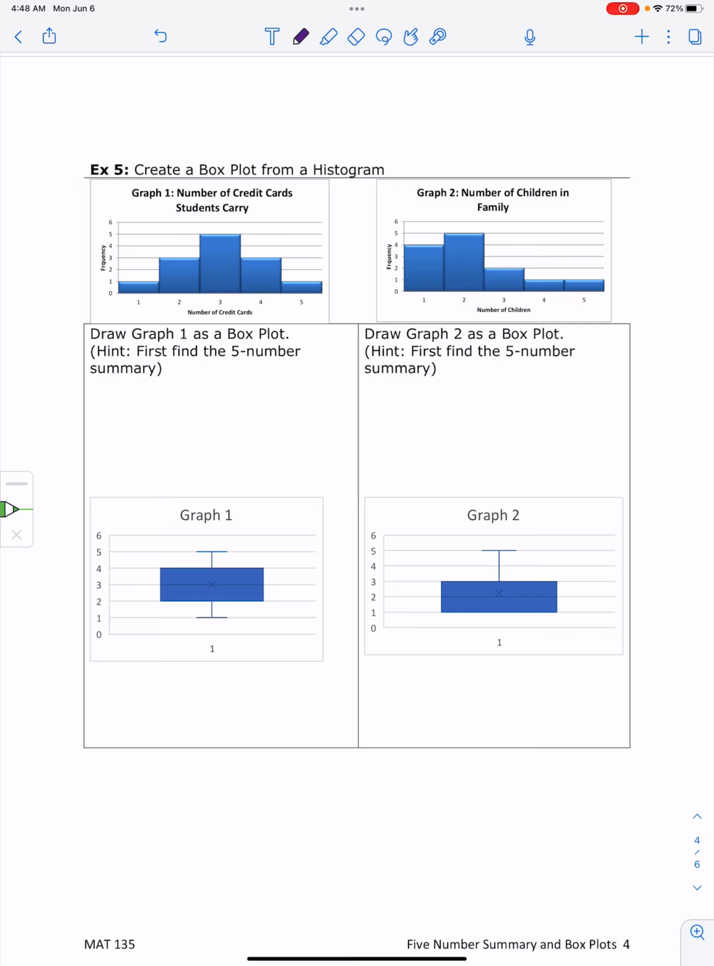Mod 4 Part 4 notes. These are pages 4 and 5. We've got 4 different examples. I am going to get less and less specific as we go on.